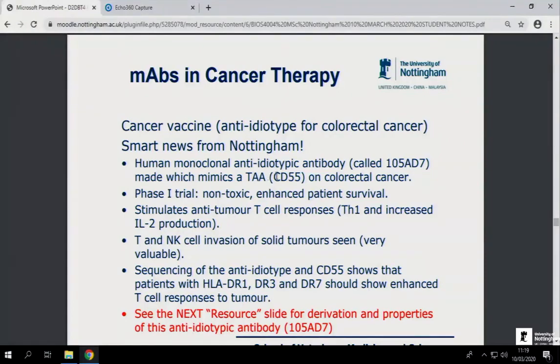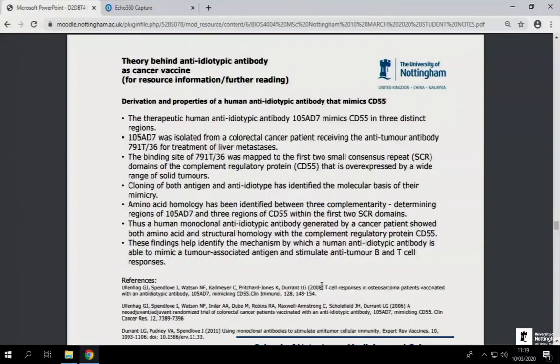But when you think about it, this is a really powerful tool. It stimulates anti-tumour T-cell responses as well, it's fantastic, right? Sequencing shows that the CD55 thing is present in patients with all these genetic types, and they are about 70% of the population that got that. So this is a really interesting thing. This slide here gives a theory behind all that. I'm not going to go through it now.